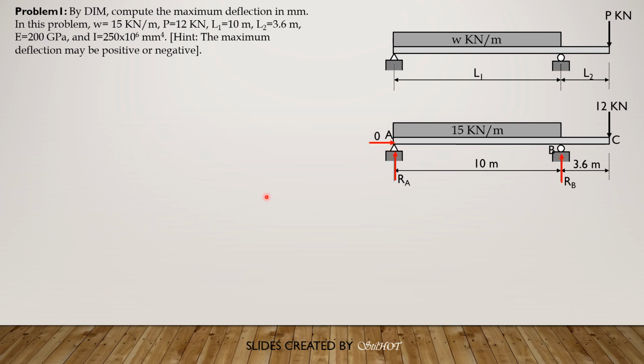So summation moment about B equals 0, clockwise positive. So RA times 10 plus 12 times 3.6, then minus 15 times 10 times 5 equals 0. Solving for RA is 70.68 kilonewtons. Likewise, summation moment about A is 0, counterclockwise positive: RB times 10, then minus 15 times 10 times 5, minus 12 times 13.6 equals 0. So it's up to you to verify that R sub B is 91.32 kilonewtons. You can check the summation of forces in Y, and the value of RB is really 91.32 kilonewtons upward.